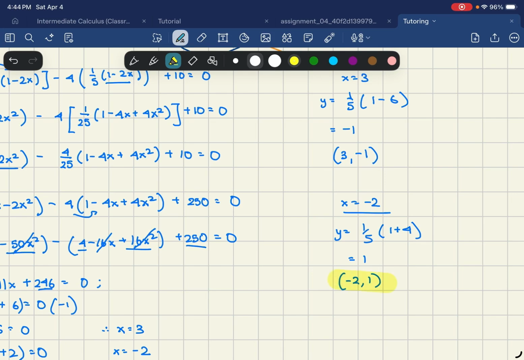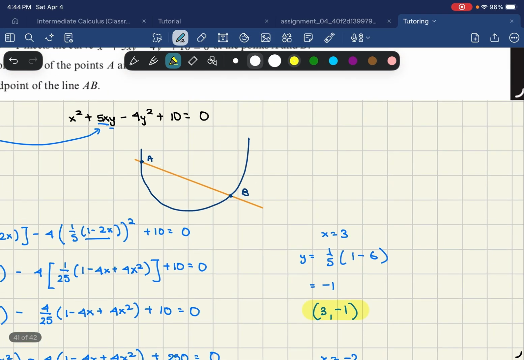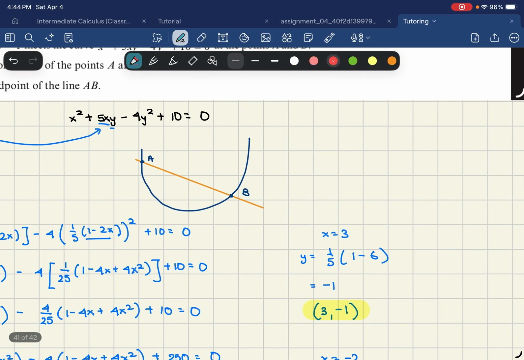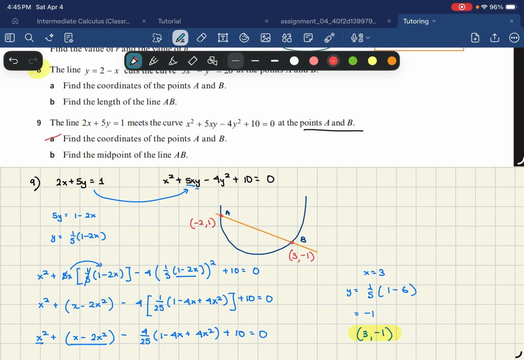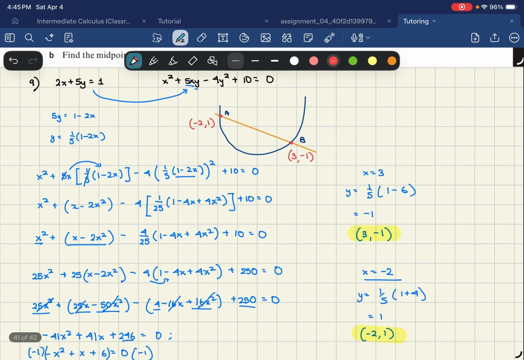All right. So our points look something like this. Point B is (3, -1), and our point A is (-2, 1). You can imagine using rough grid paper to plot these points out. So we have found the coordinates. That is what part A asks us to do. That wasn't a very big issue.